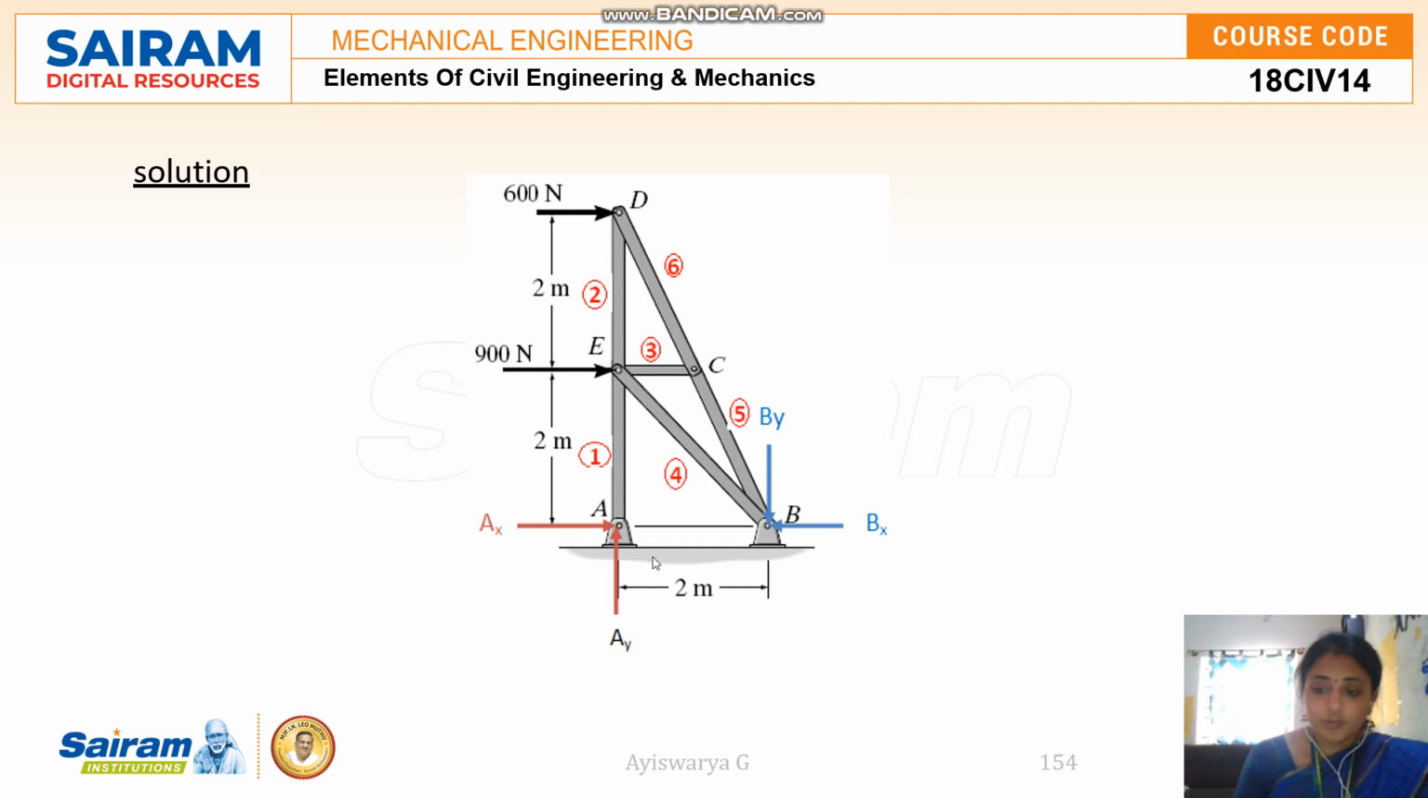Okay, now you have to calculate the number of members. How many members are there in the truss element? 1, 2, 3, 4, 5, 6. 6 members, isn't it? So you have to find the member forces for 6 members, that is AE, ED, DC, CB and BE and EC. And also two loads are there, external loads. With this we'll be able to solve.